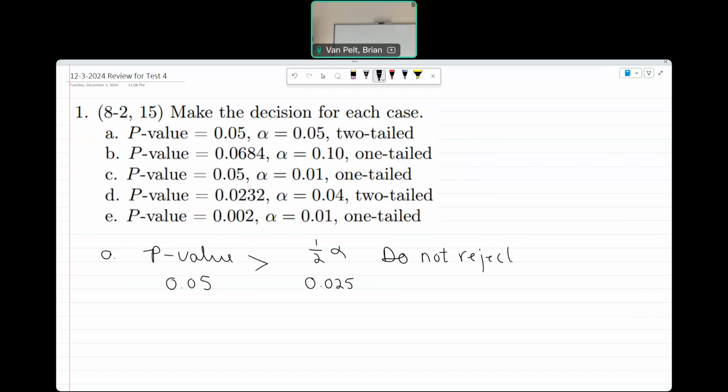That's the only one that requires any effort, I think. All the rest of them are just straightforward checking which one's bigger. The one-tailed tests are very simple, I think.